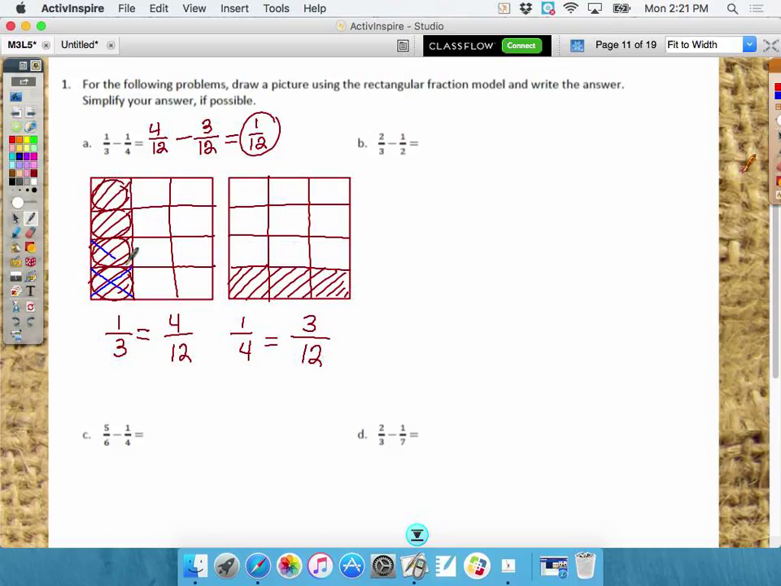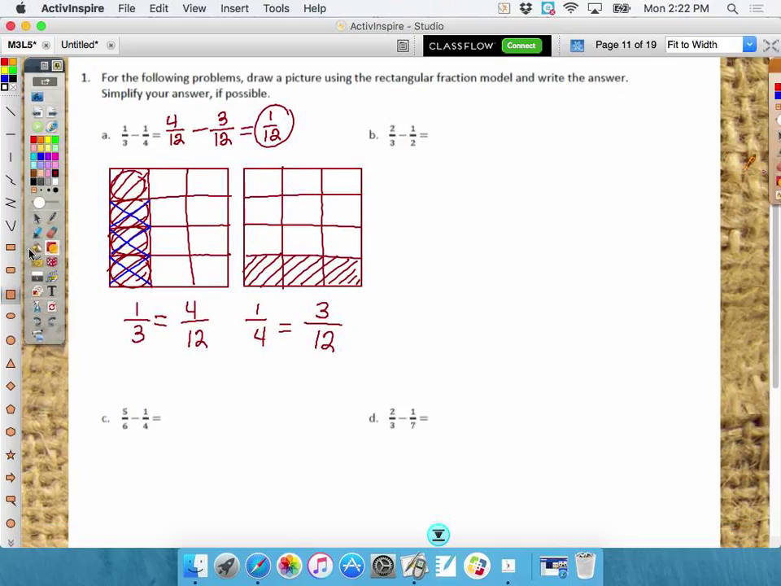Technically, you can cross off those 3 you're taking away. But I really feel like we're past that point in 5th grade. So I'm fine with you just subtracting. All right, everyone understand what I need you to make sure and write? Okay, let's do B.